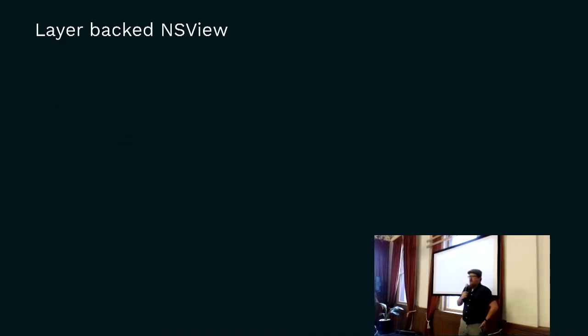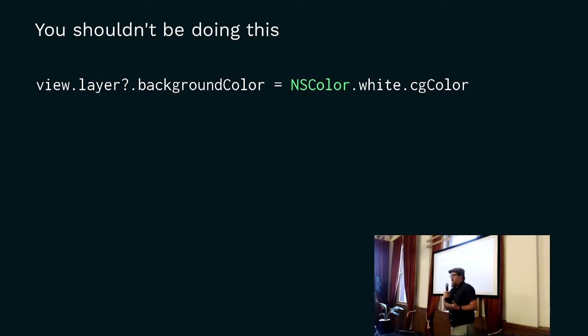Layer-backed NSViews. Earlier I made reference to this idea that a view doesn't typically have a layer. And it doesn't. Your default for an NSView is without a layer. You can, though, say to your view, I want to be layer-backed, as in controlled more by the graphics hardware than the CPU, fun stuff like that. In iOS, we would typically do something like this. We would say view.layer, background color, set it like that.